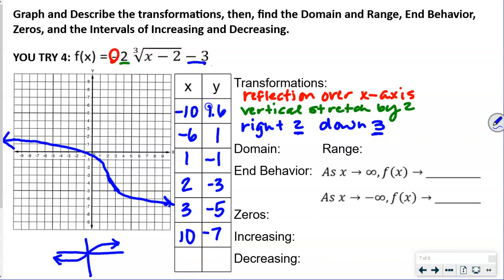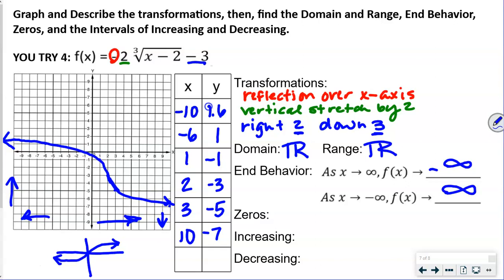So again, when we're talking about cube roots, I love cube roots, y'all, because the domain and range are always going to be all real numbers. There's no restrictions on the domain and range. Now, when we talk about end behavior, okay, so as we move towards the right over here, what's happening to y? Do y'all notice? It's moving towards -infinity. As we move towards the left, what's happening to y? It's moving towards +infinity. Y'all notice that?